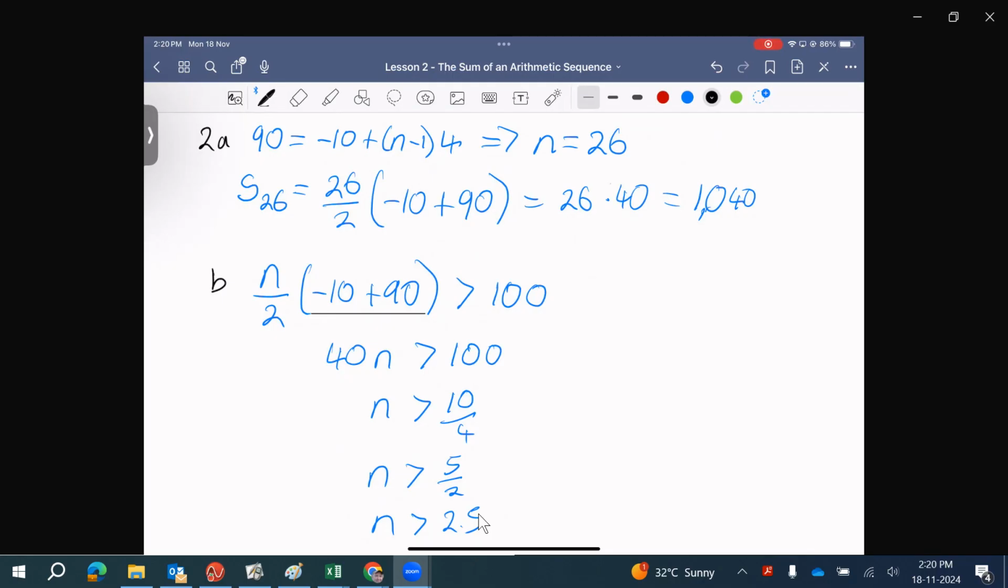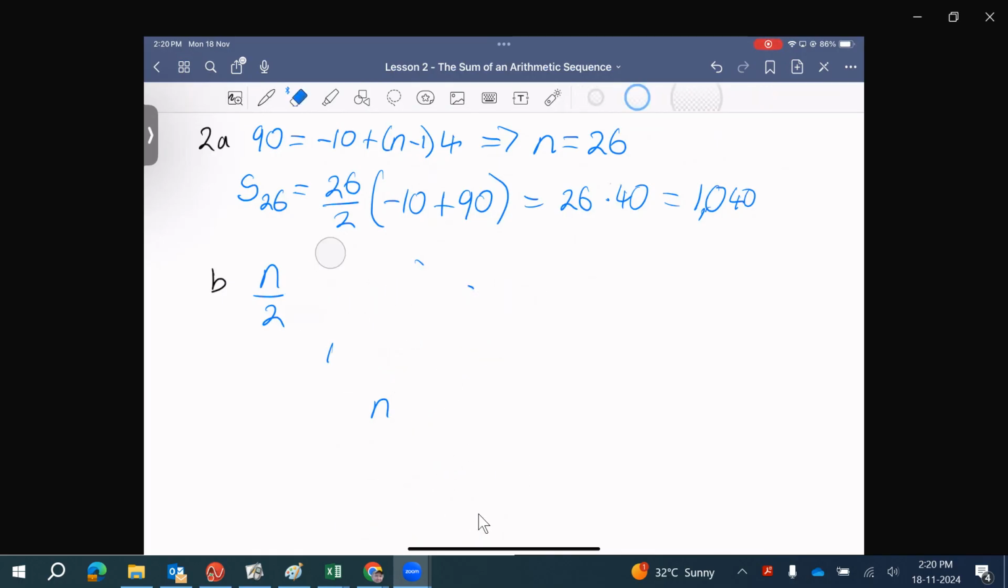I don't know what the last term in the sequence is when I don't know how many terms are in the sequence. So I've made a bit of an error here on this one. I have to use the other formula.